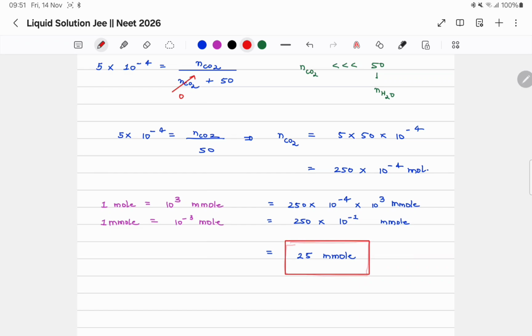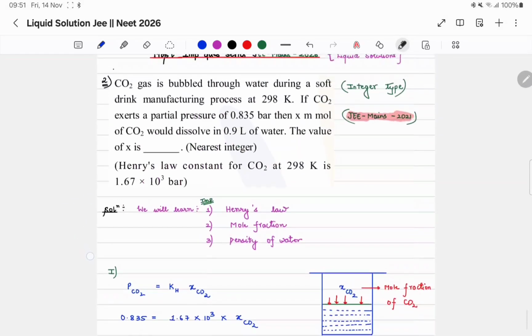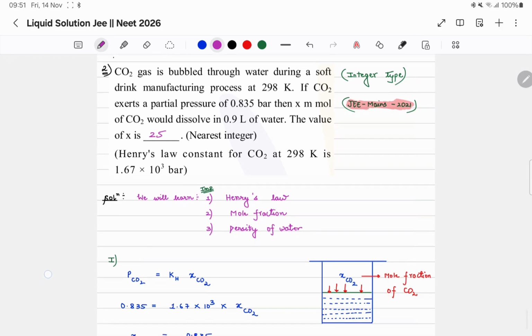25 millimole means how many millimole of CO2 are we going to dissolve? 25 millimole. So just observe it. When we solved earlier, how many moles of water are present? 50 mole. So can you imagine, water is 50 mole, and in the same you are going to dissolve CO2, how much? 25 millimole. So it's very less. In comparison we have ignored the moles of CO2. So your answer will be 25 millimole. So let me write the answer. Nearest integer: it is already coming as a proper integer, so it's not about nearest.